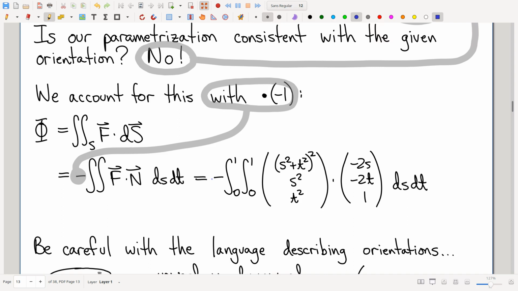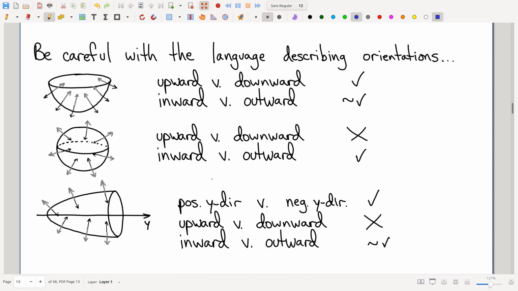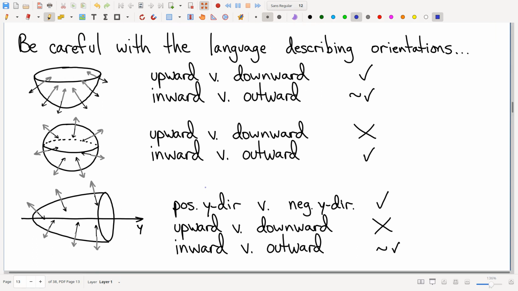Okay, so let's talk about the language. This is a little awkward. Let's think about this surface right here, just to get the ball rolling. That paraboloid. There are two different ways that surface can be oriented. We indicate orientations by way of these unit normal vectors. And so one orientation would be indicated by all of these choices that I have in green. The other orientation would be indicated by these normal vectors as I have indicated in blue.